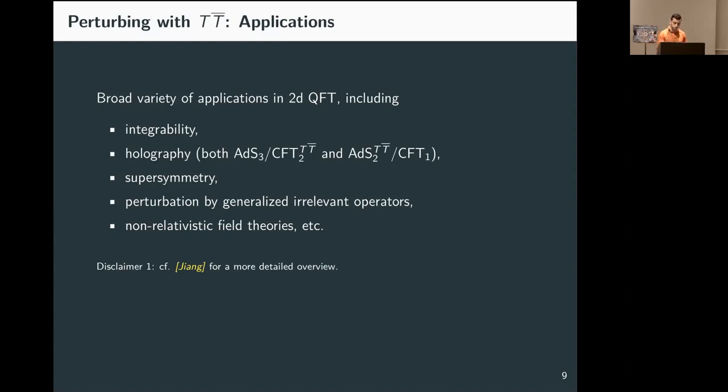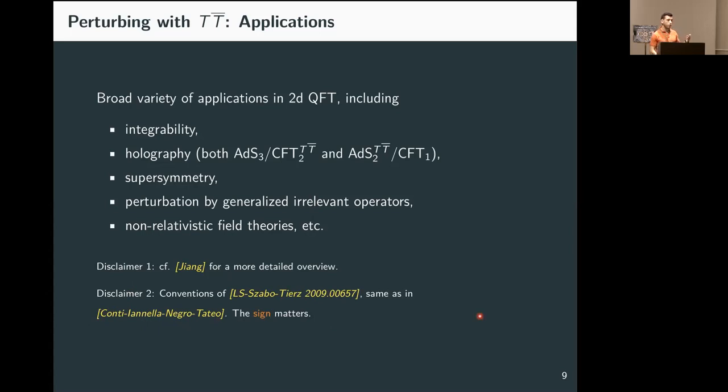Another remark is about conventions. I will follow the ones in the paper I co-authored, which are the same as in this other paper here. In particular, I will call the deformation parameter tau. Of course, it's sometimes called alpha or lambda. This is not relevant, of course. Some numerical coefficients won't be relevant. But as we will see, the sign will be important. So just to make clear what type of conventions I'm following.